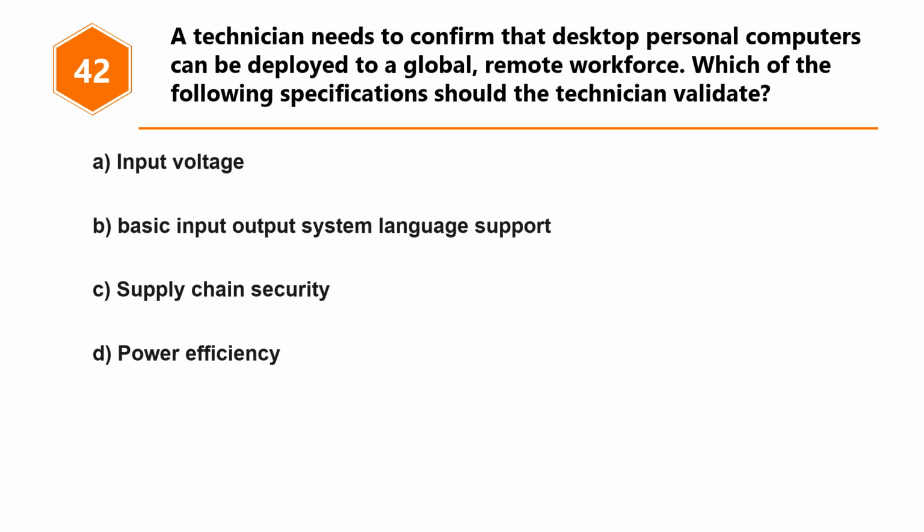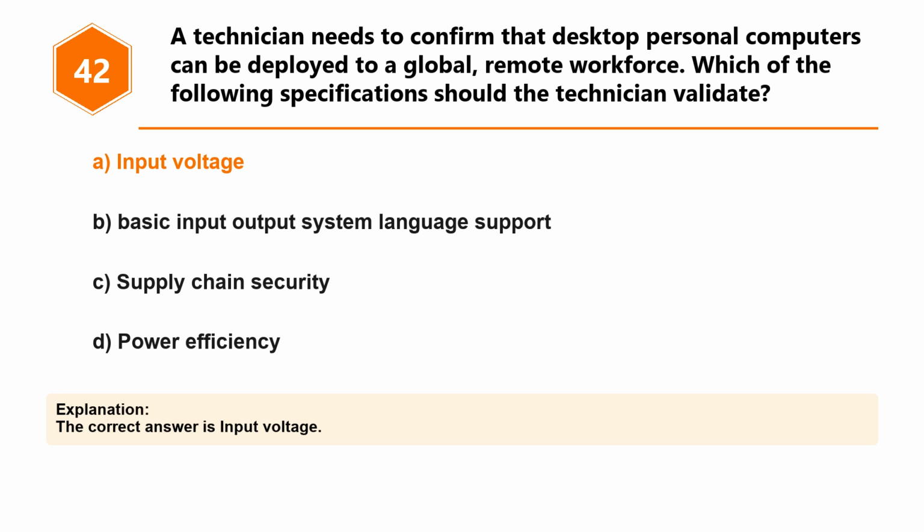Question 42. A technician needs to confirm that desktop personal computers can be deployed to a global, remote workforce. Which of the following specifications should the technician validate? Option A. Input voltage. Option B. Basic input-output system language support. Option C. Supply chain security. Option D. Power efficiency. The correct answer is option A, input voltage.